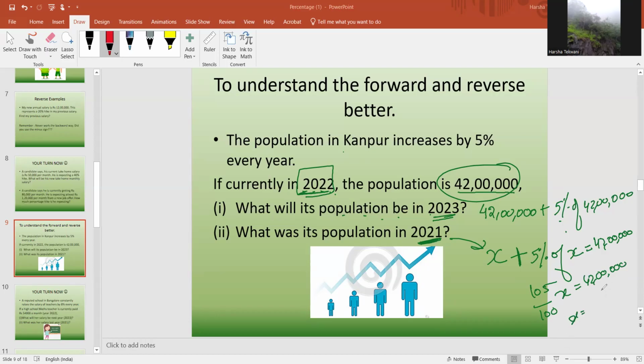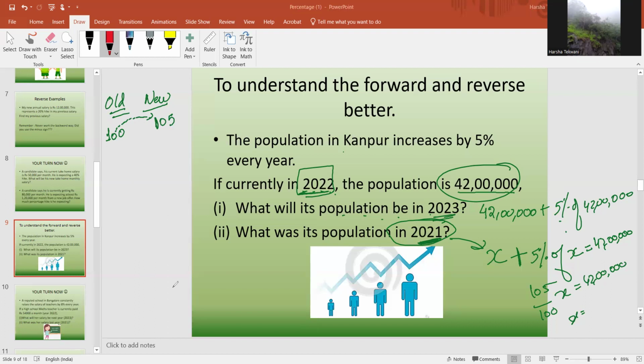You may get 40 lakh probably. Yes, 40 lakh. Another approach is the 100 method, okay? Old versus new. Now we want the past tense, that means old. Let the old population be 100 in 2021. Now, because a 5% increment happened, the new population is 105 people.